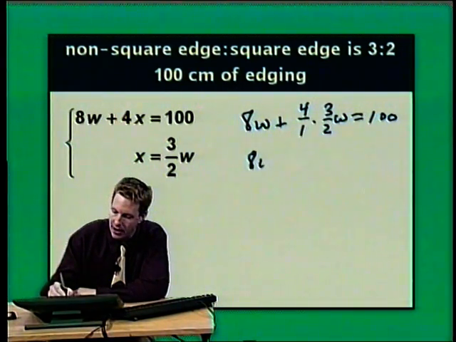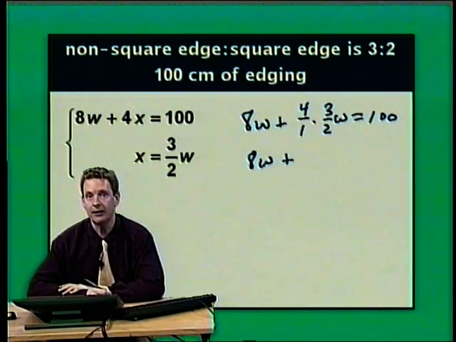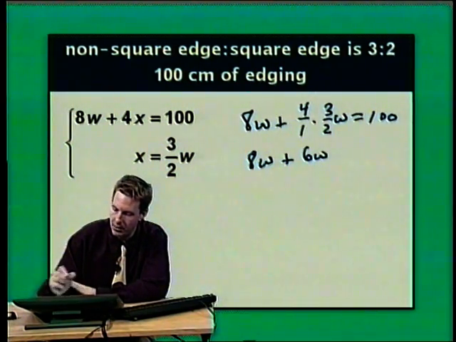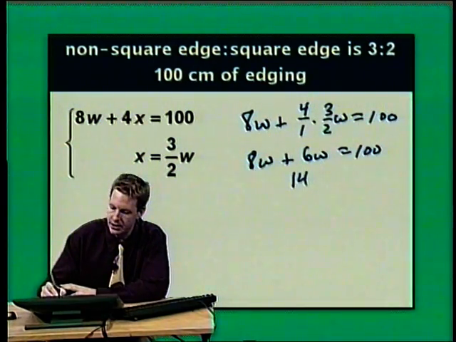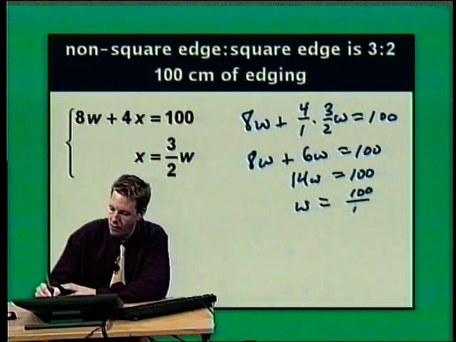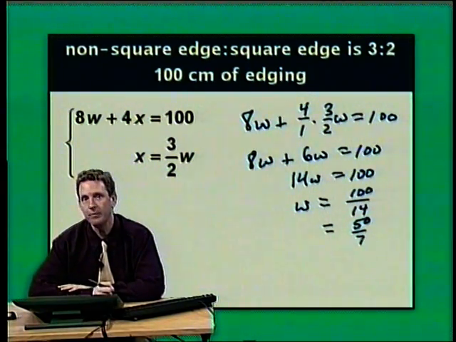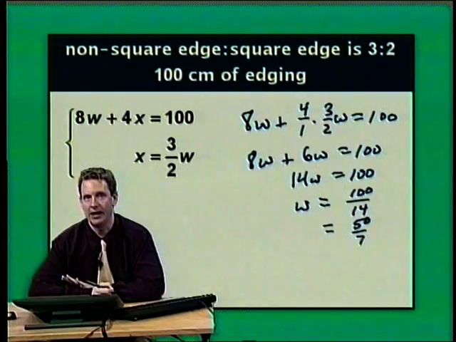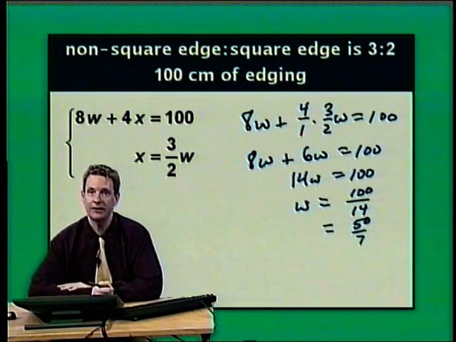So I have 8w plus, if I do reduction first, the arithmetic's a little bit easier. 2 goes into 4 2 times. 2 times 3 is 6, so plus 6w. This all equals 100. So 14w equals 100. So w is 100 over 14, which is 50 over 7. But remember what I was talking about on an earlier example? I think quantitatively, this number would make a lot more sense if we changed it to a mixed number.